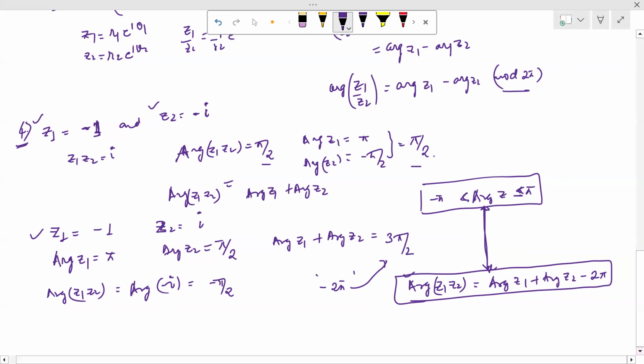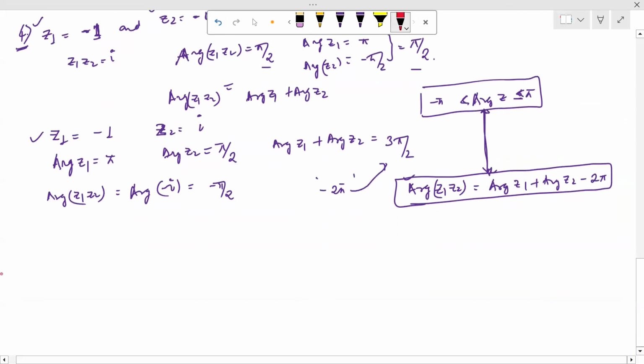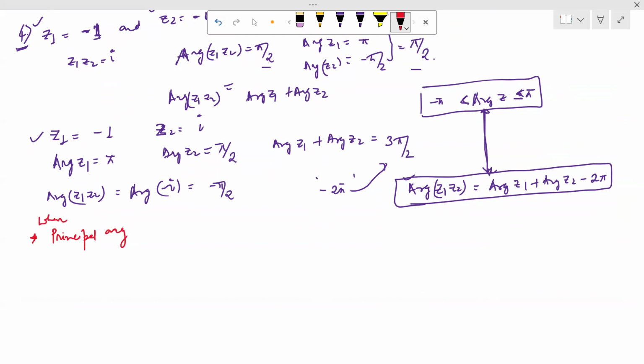Okay. So this is something that you need to remember. Here you can note that even if we add principal arguments, it is not necessary that the sum turns out to be a principal argument. The above is the example.